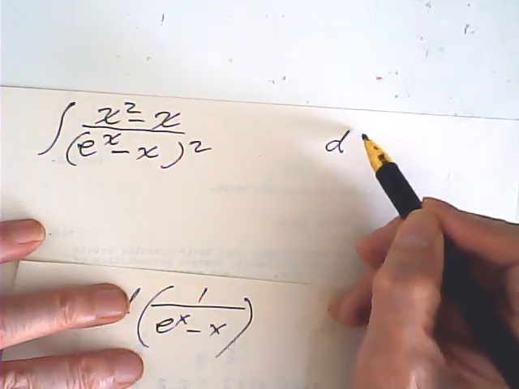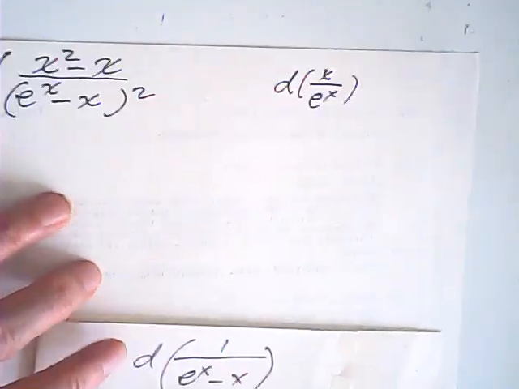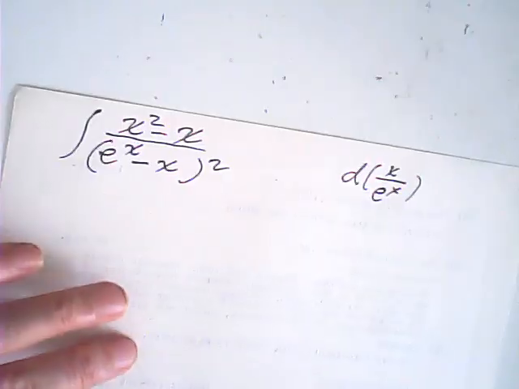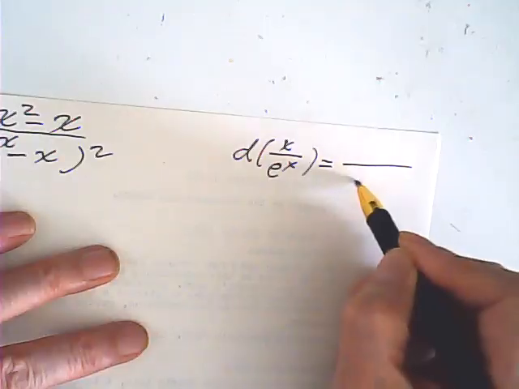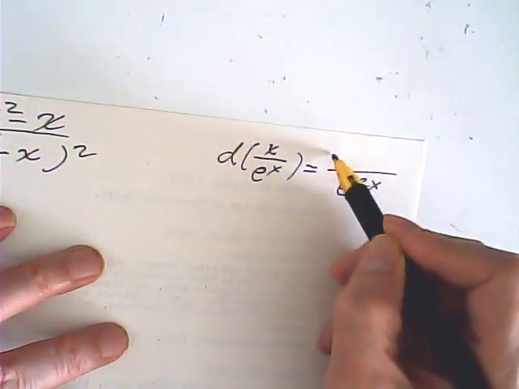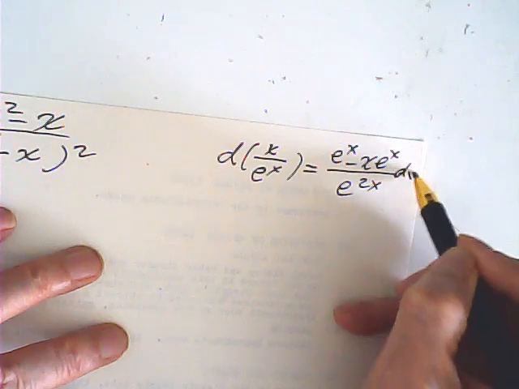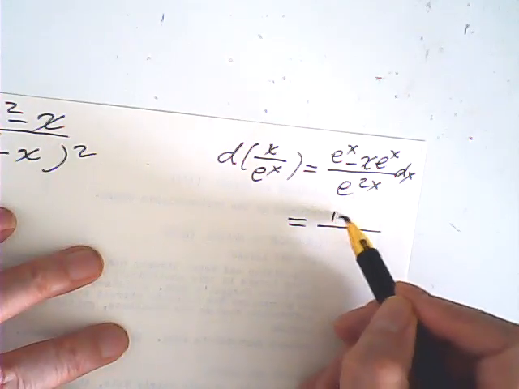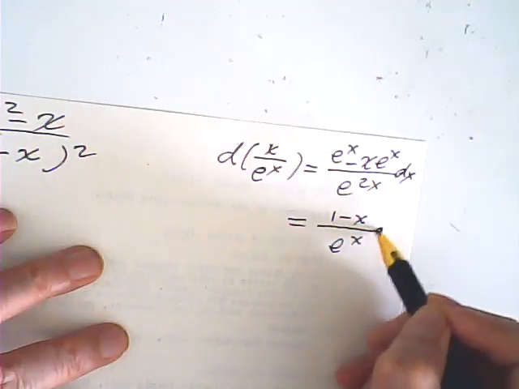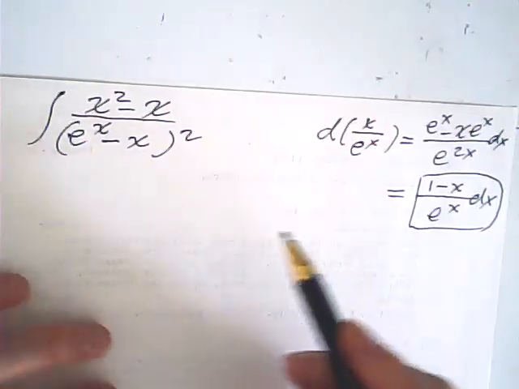I change it to the derivative of x over e to the x. Well, this one doesn't work. I try this. Then this one is equal to e to the 2x, right? And the e to the x minus x e to the x dx. So finally, this one, cancel with the e to the x, is 1 minus x e to the x dx. Okay, good.